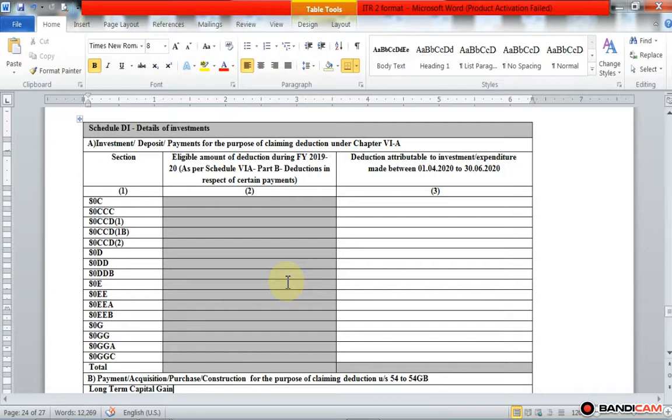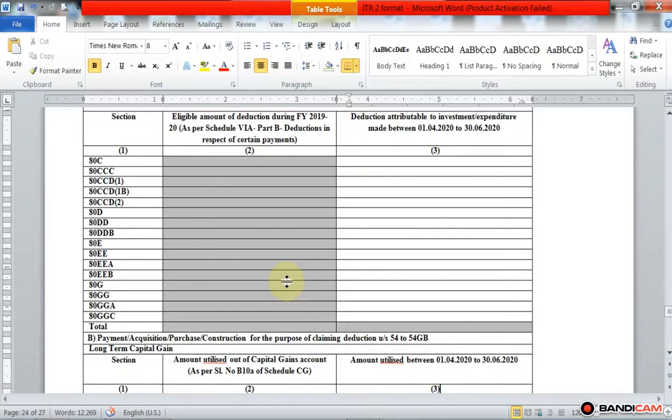So here the column is given, that is investment, deposit, payments for the purpose of claiming deduction under chapter 6A, section 80C to 80U. Here the deduction is bifurcated in two parts, that is deduction in respect of payment and deduction in respect of income. Income section includes 80QQB, 80RRB, 80TTA, 80TTB. We already discussed these sections in our earlier lecture, that is deduction under chapter 6A applicable for individual under section 80C to 80U. So here they provide the information of investment or contribution of the assets.